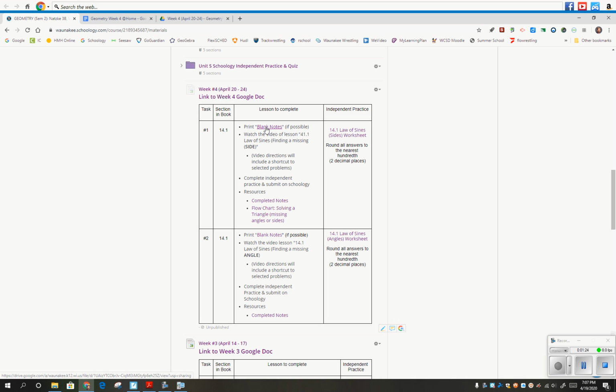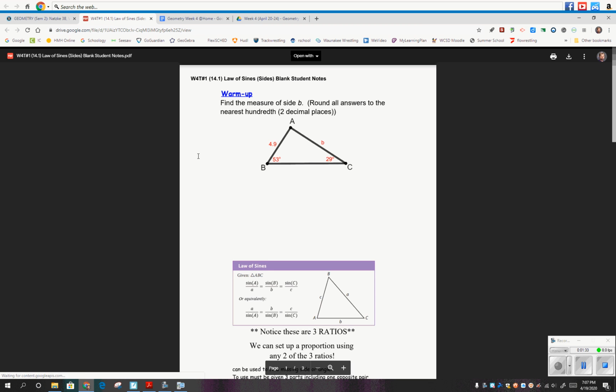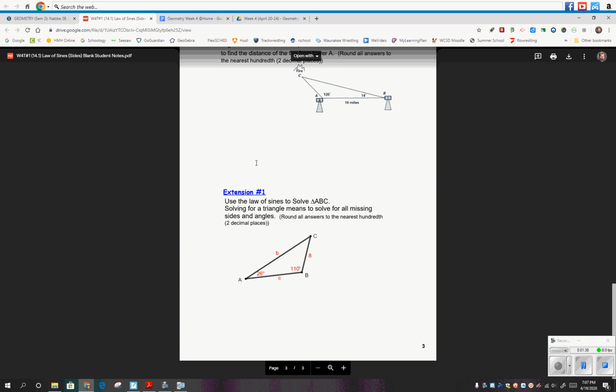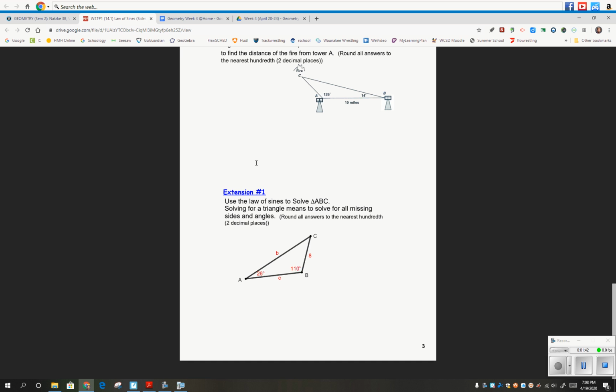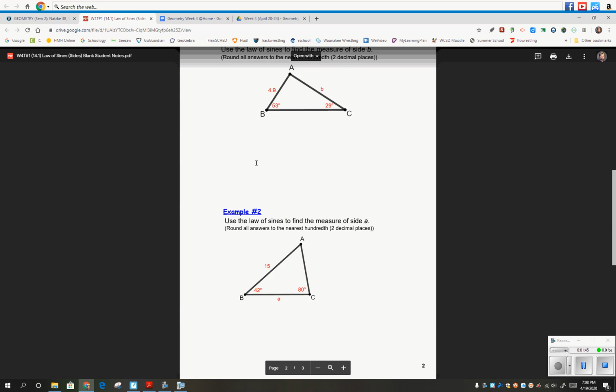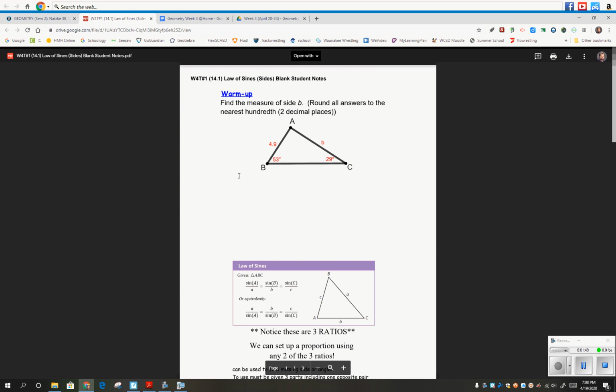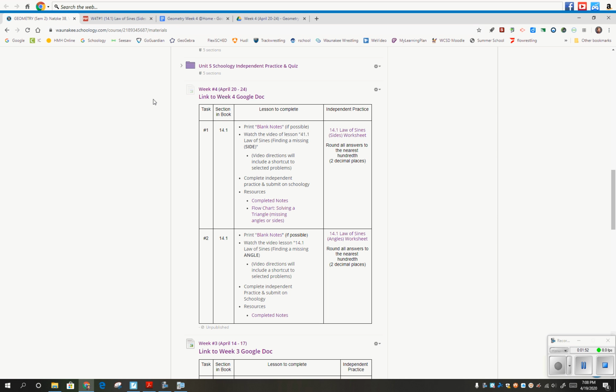Remember, if you have the capability, you can print your blank notes. We're going to look at task number 1 today. If you click on it, there's a copy of the blank notes you can print out. Again, if you do not have access to a printer or you don't want to, you don't have to print it out. Just get a blank sheet of paper, notebook paper, and you can jot down the problems and draw a sketch of it as we go through these. Right here will be the link to the video, which isn't there because I'm making it right now.